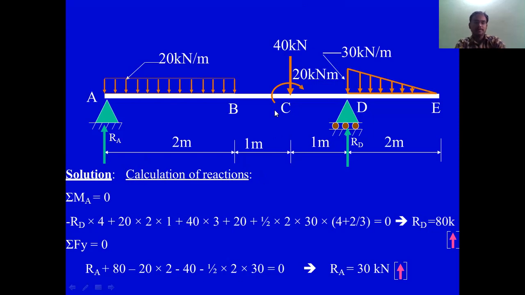And there is one more moment in the anti-clockwise direction, 30 kilonewton meter. We should consider this moment about A. So overall the beam has a separate moment of 20 kilonewton meter. So 20 is added here, plus half into base into height.